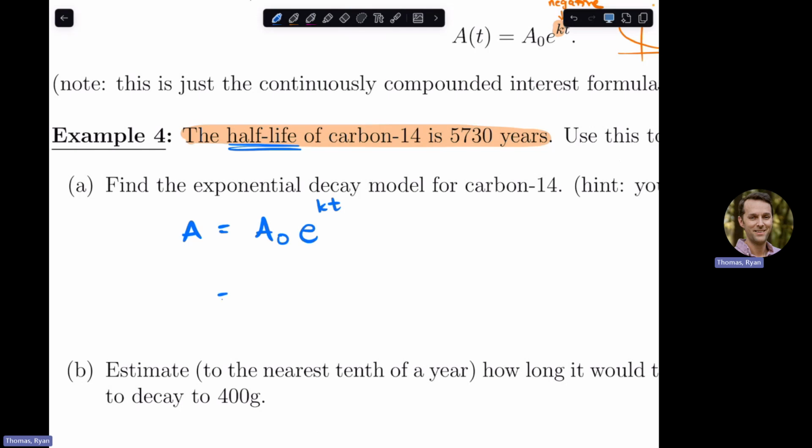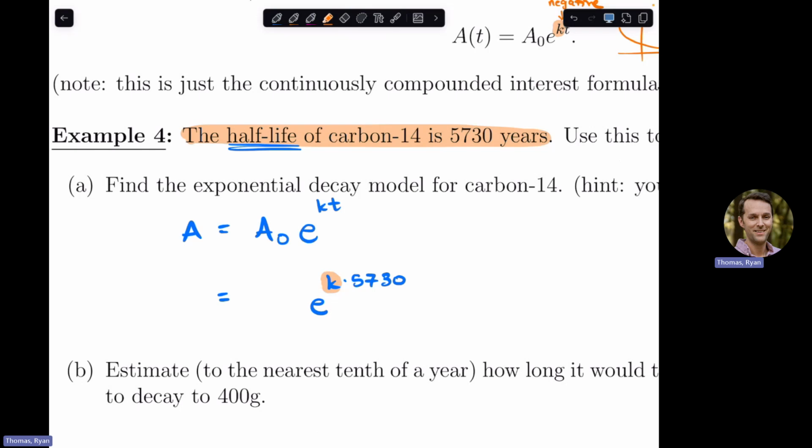Yeah. We definitely don't know K because the whole thing was find K, right? That's the part I gave you a hint about. We know that T is 5,730. We don't know K, but we know that we're looking for K. But I didn't give you any amounts, right?